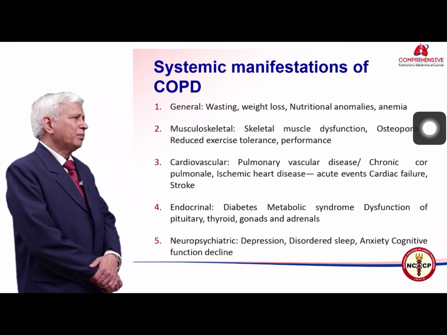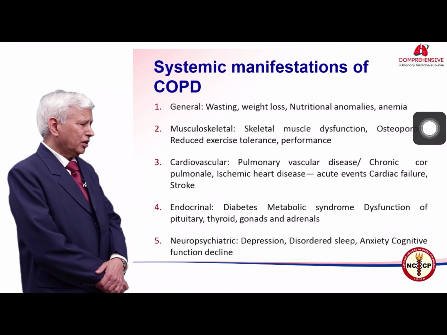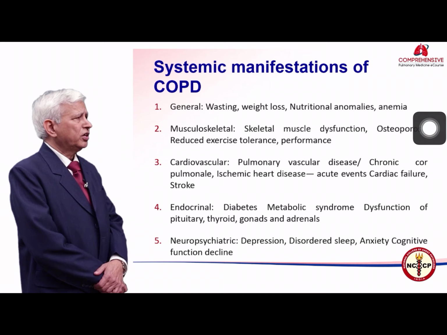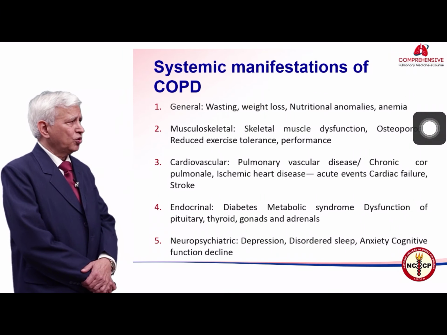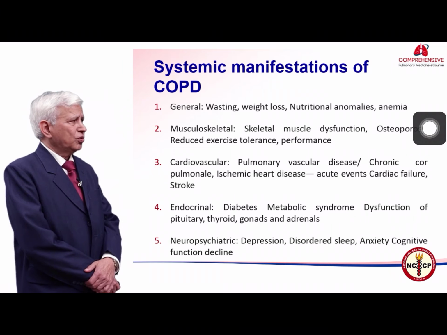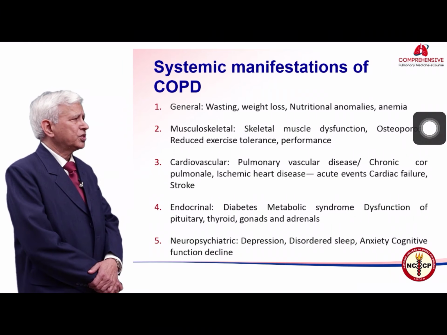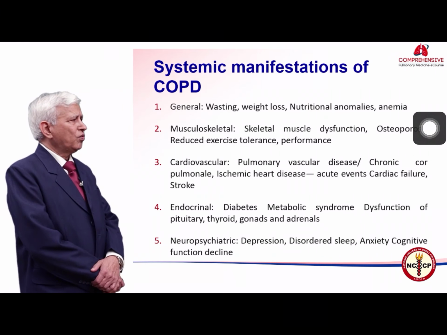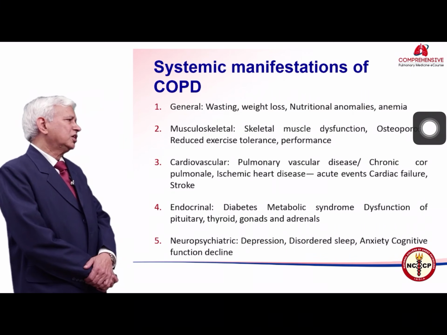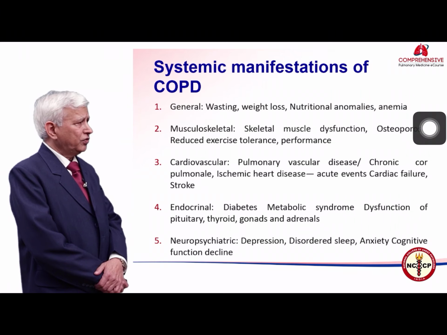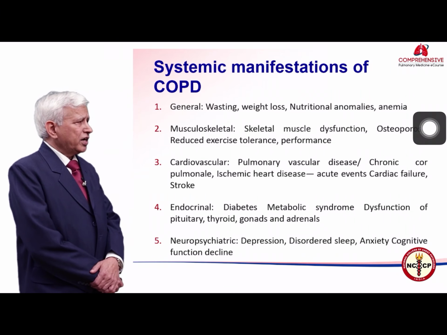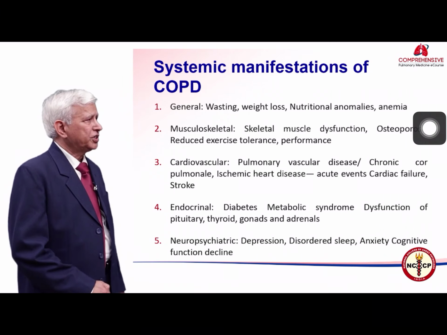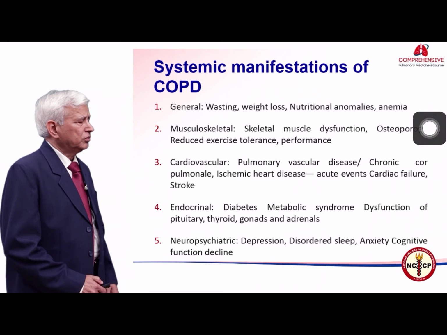Then of course systemic manifestations or systemic complications of COPD can happen. General ones are very common: wasting, weight loss, nutrition abnormalities, anemia. Then musculoskeletal problems like muscle dysfunction, osteoporosis, reduced exercise tolerance, sometimes even spontaneous fractures. Cardiovascular ones are common, like pulmonary vascular disease, ischemic heart disease, acute events and cardiac failure, stroke. Endocrine ones like diabetes and metabolic syndrome, etc. So all kinds of systemic complications are known to happen in COPD.